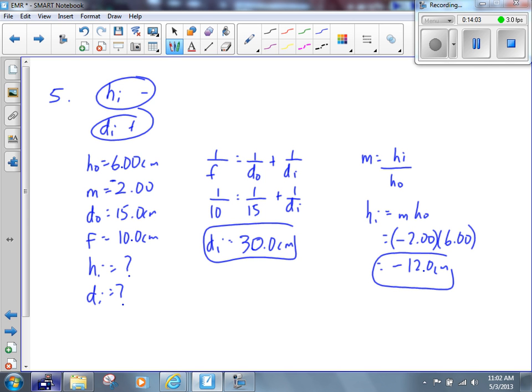Any more issues on this page? Yep. 6 is the one where we said we had to assume that it was a converging mirror, even though it didn't say that. You should have been told that it's a converging mirror. There's no other way to do this if you don't assume that it's a converging mirror, and therefore that F is a positive value. Again, you should have been told that.